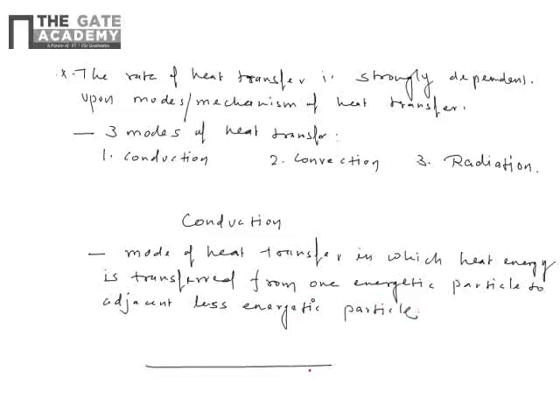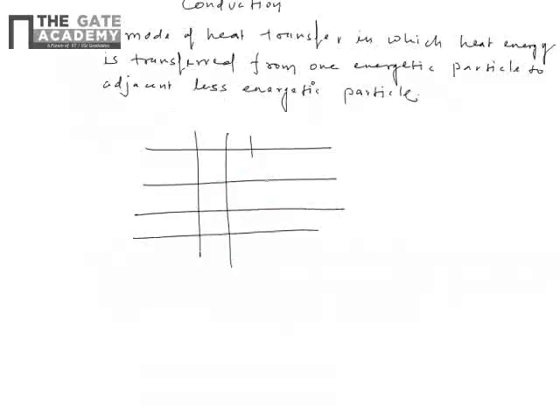Let us consider a solid lattice, and this cross section is the molecular position. As we know, in solids these molecules keep vibrating about their mean position. So this one can vibrate, this molecule can also vibrate, similarly this one and this one. During vibrations, this molecule will transfer some amount of energy to this molecule. Similarly, this molecule may transfer some amount of energy to this molecule. So this mode of heat transfer is known as conduction.